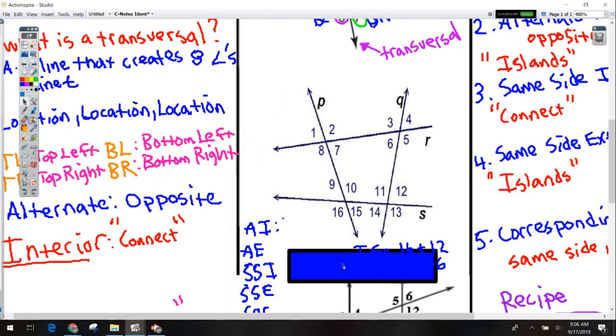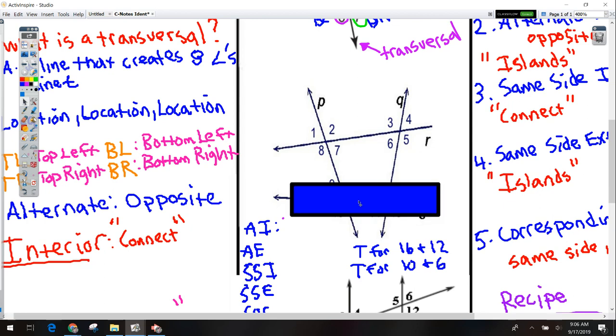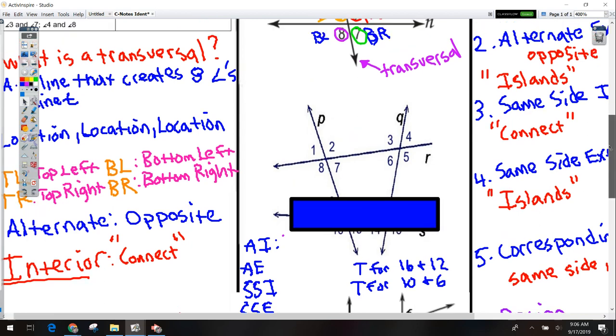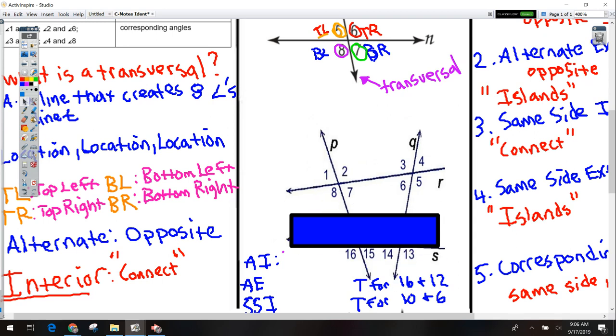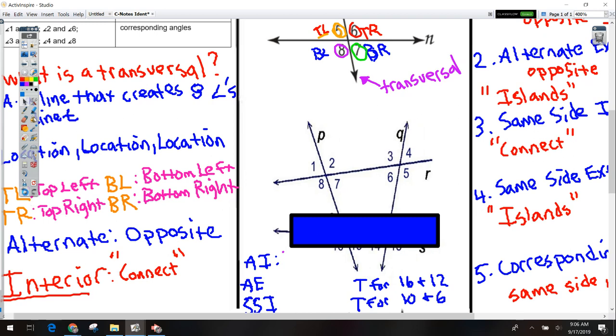For example, if we're looking at 1 and 5, you're going to cover up these. They just don't exist. So in your head or your hand, you would cover those up, and that would be our picture. You'll notice that R is the connector. It creates these 8 angles, and so that would be our transversal. So 1 and 5, you'll notice that they're on islands because the other angles don't exist. 1 is on an island, 5 is on an island. They're on opposite sides, so that would be alternate exterior angles.